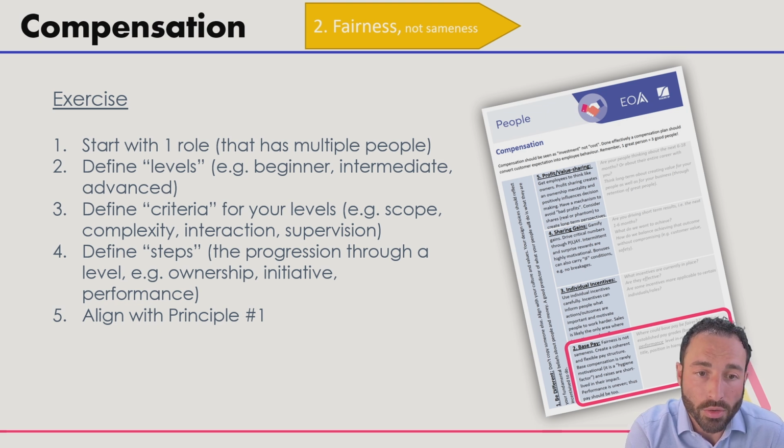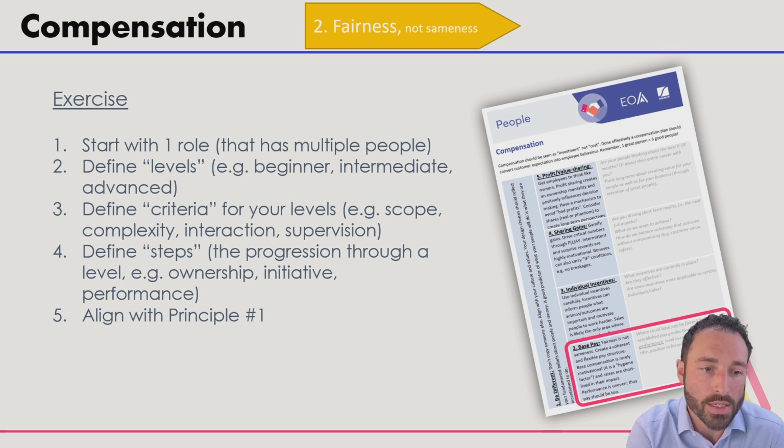Of course, this can be done across the entire business, but what I'd really like you to think about initially is maybe just start with one role, a role that you have in your business that has multiple people performing that role, and define some levels, even if you just start out with beginner, intermediate, advanced. Think about the criteria for those levels: the scope, complexity, how much interaction they might have, whether they need more or less supervision. Then think about what the steps are, the progression that somebody must go through in order to get up to the next level.